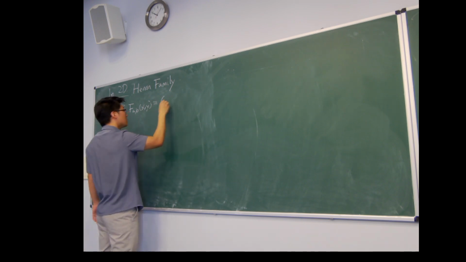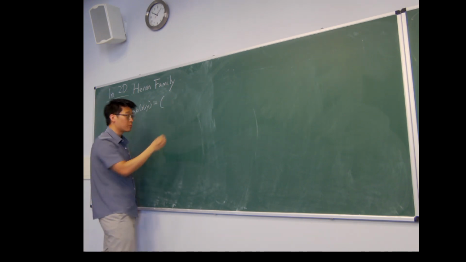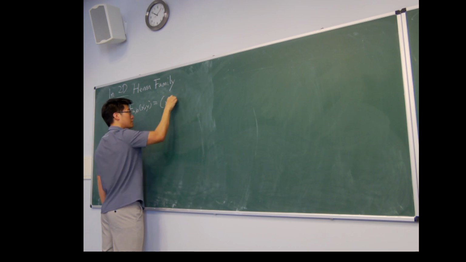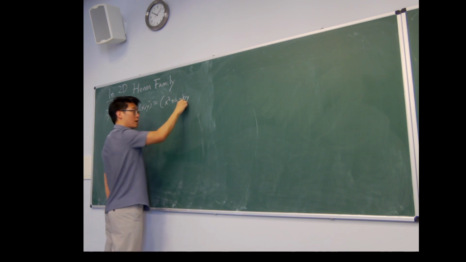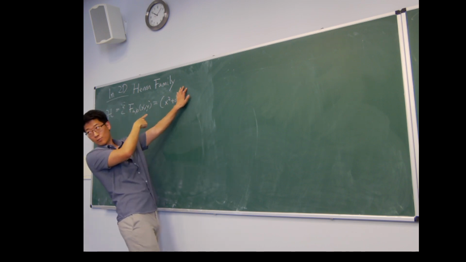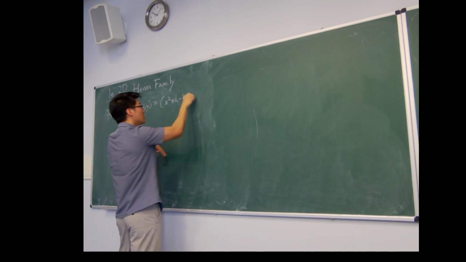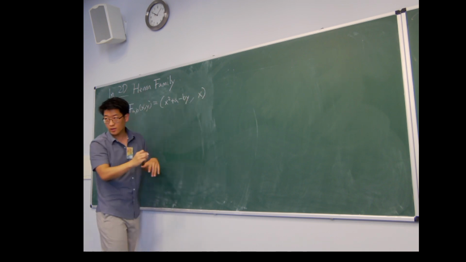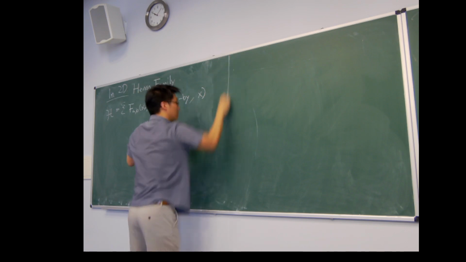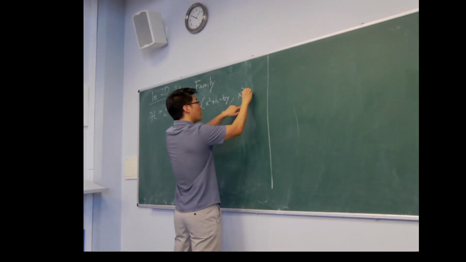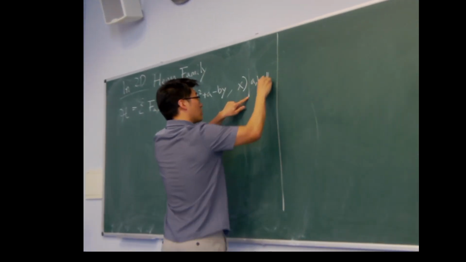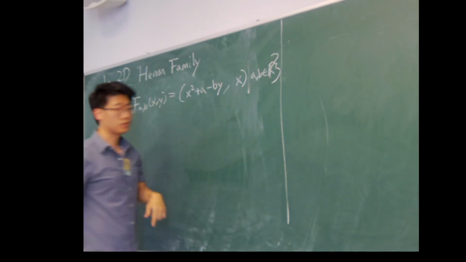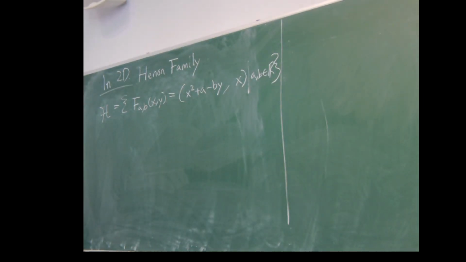And the first coordinate is given by something that looks like quadratic polynomials, x squared plus a minus by. Yes, this looks like a quadratic polynomial, but then there's this extra term involving y, and the second coordinate is just x. And then the parameters a and b can be chosen from the reals, like so. So since this is a two-parameter family, it can be visualized by a plane.